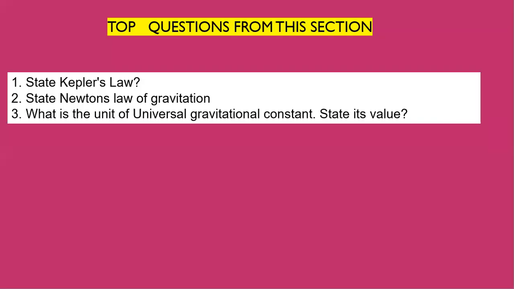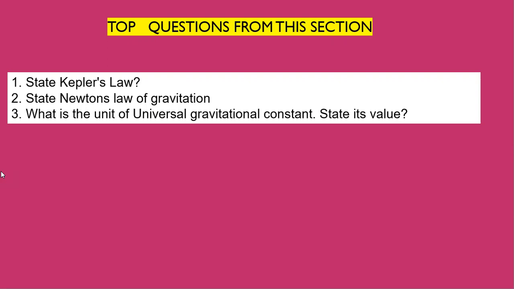Now, let us discuss the top questions from this section. State Kepler's law. It can come for 3 marks. You have to explain all the 3 laws. Now, state Newton's law of gravitation. If it is coming for a 2 mark question, you have to write the statement and equation. If it is for a 3 mark question, then you have to draw the diagram and explain. You have to derive the formula for F, F is equal to G m1 m2 upon d square, and you have to write the statement also.